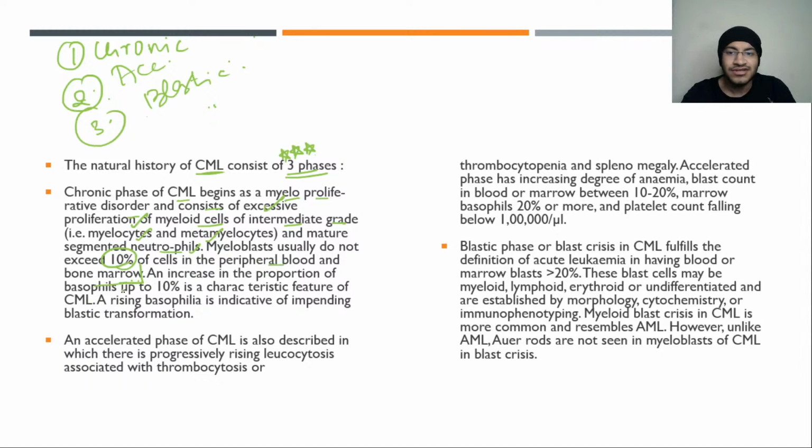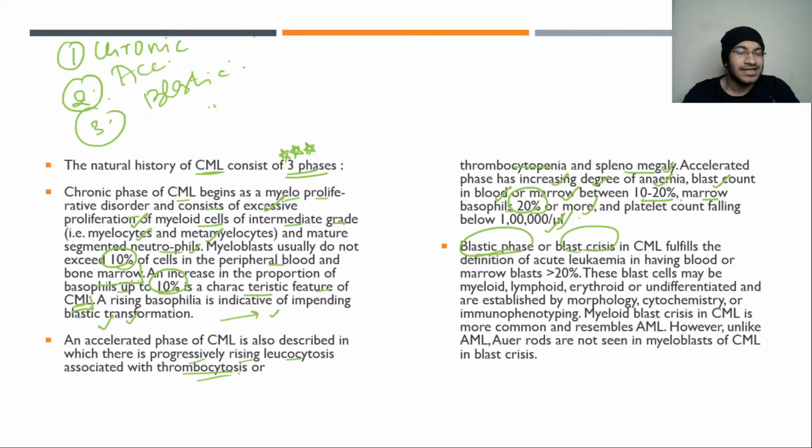An increase in the proportion of the basophil is there up to 10%, and this is the characteristic feature of the chronic CML. And a rising basophilia is indicative of impending blastic transformation. So अब धीरे धीरे basophils बढ़ेंगे. So an accelerated phase of CML is also described, in which there is progressively rising leukocytosis associated with thrombocytosis or thrombocytopenia and splenomegaly. Accelerated phase has increasing degree of anemia, blast count in blood and marrow between 10 to 20%, and marrow basophils 20% or more, and platelet count falling to 1 lakh.